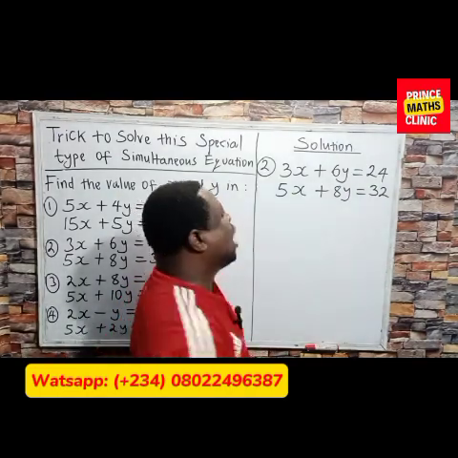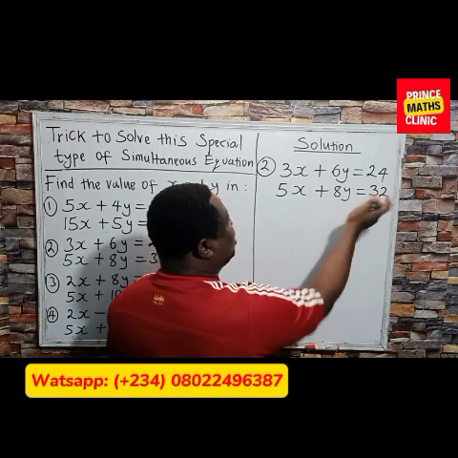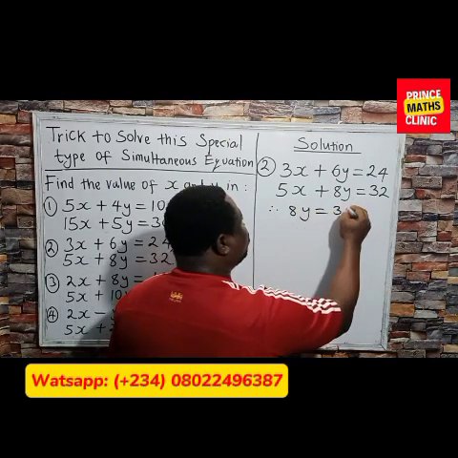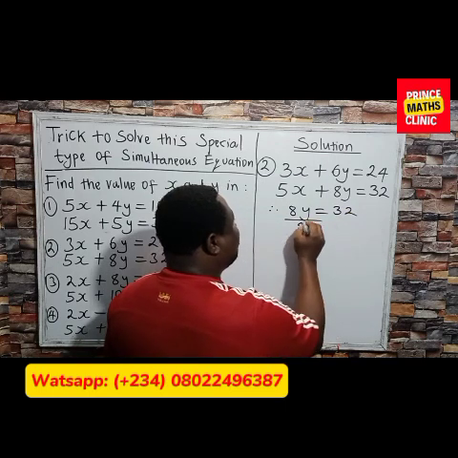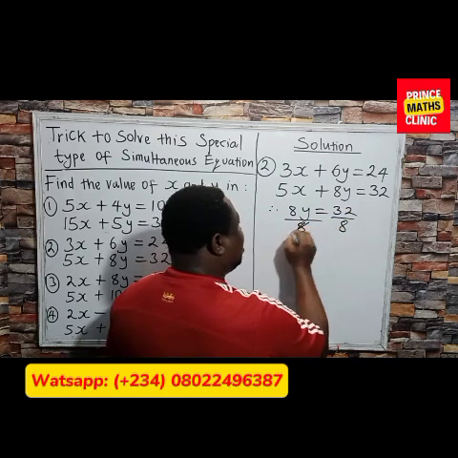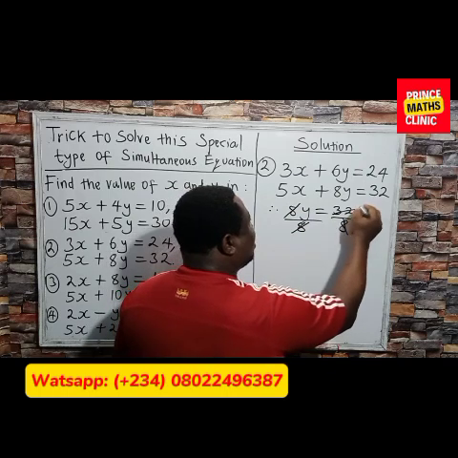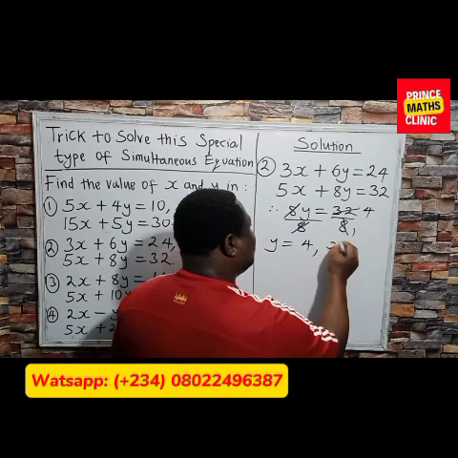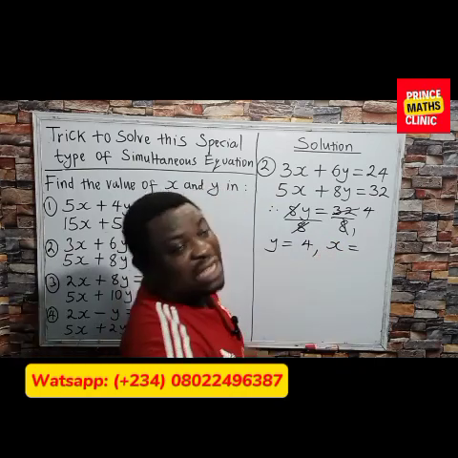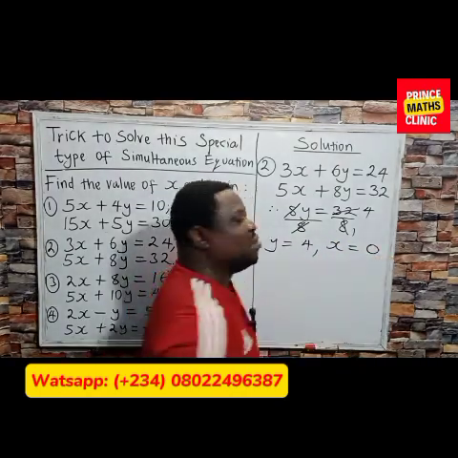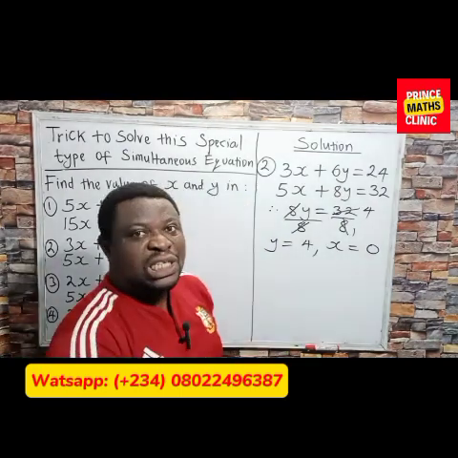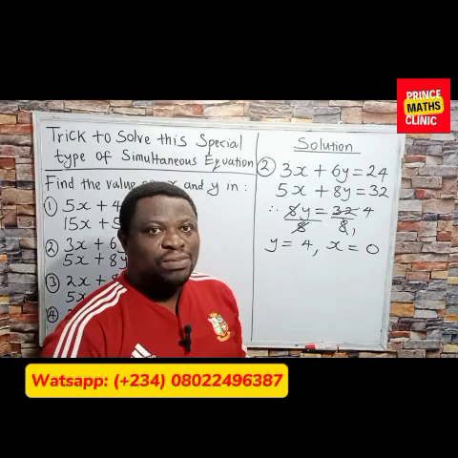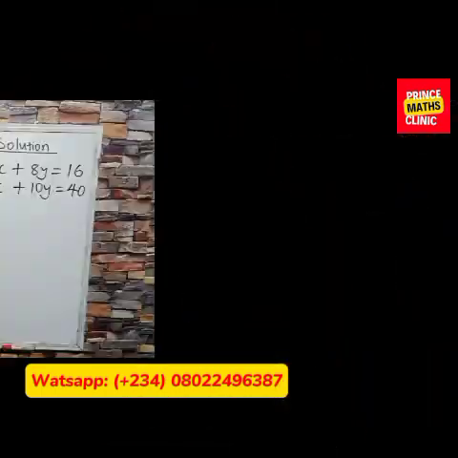So I will pick any of them. In this case, let me just pick this. Therefore, I can say that 8y equals 32. So I will divide both sides by 8. 8 will cancel 8, 8 here 1, 8 here 4. So y is equal to 4. Therefore, the term that does not relate at all becomes 0. So you can do this in 5 or 10 seconds once you can spot your relationship. Let's look at the third question.